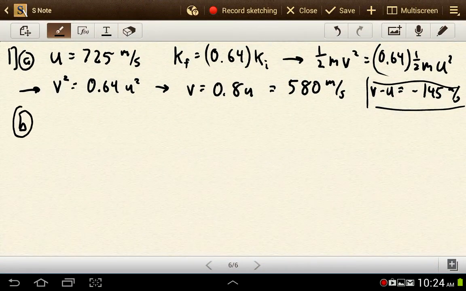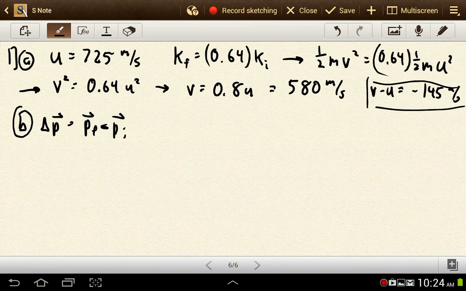Okay, part B. So, part B, we have: what is the change in each bullet's momentum when it bounces off the tank? So, to find the change in momentum, we need, obviously, final minus initial. Okay, that's the minus sign there.